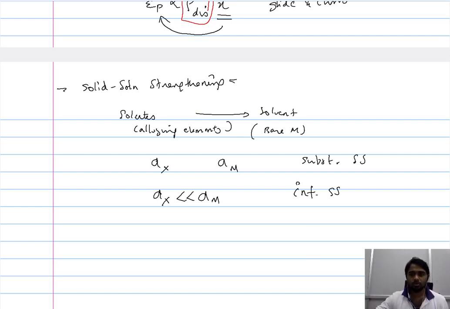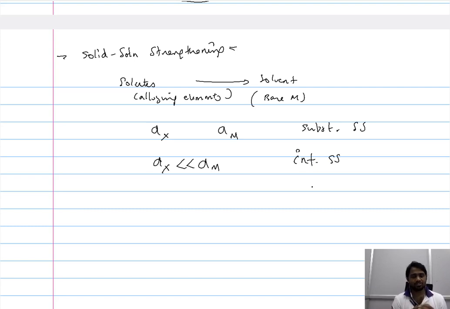Now we want to know how the introduction of the solute impedes the propagation of the dislocation, because we are concerned with impeding the propagation of the dislocation, or at least reducing the rate at which it propagates. How does the introduction of the solute impede the propagation of the dislocation?